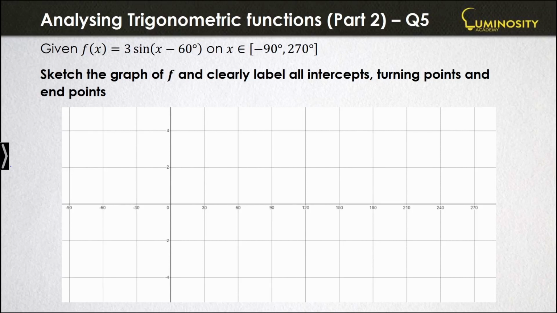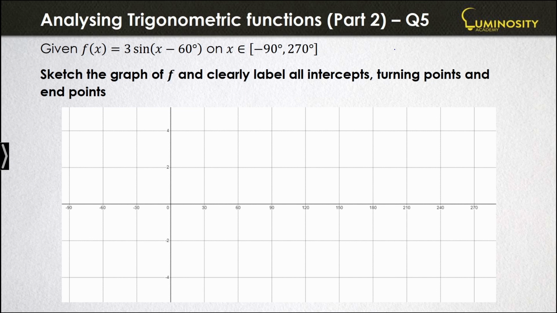Hi, welcome to this lesson on trigonometry, trigonometric functions part 2. Let's have a look at question 5. We're given the function f of x equals 3 times sine of (x minus 60 degrees) on the interval negative 90 degrees to 270 degrees. They ask us to sketch the graph of f and clearly label all intercepts, turning points, and endpoints.